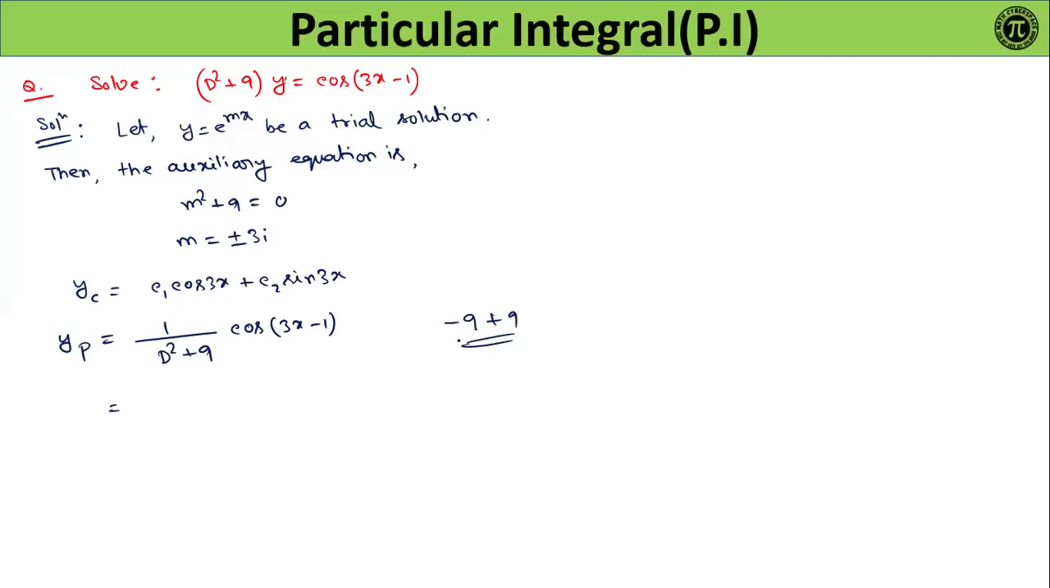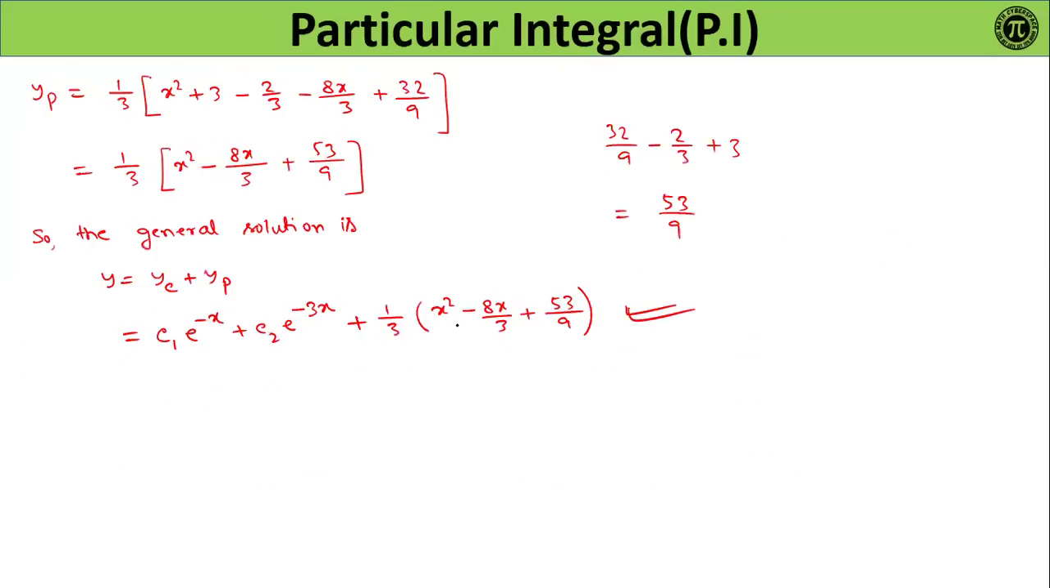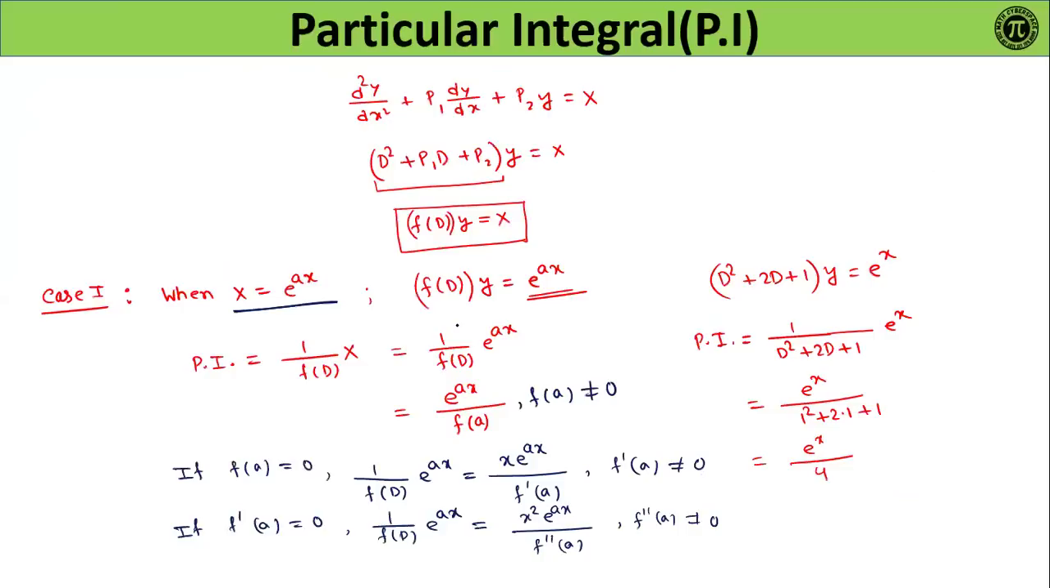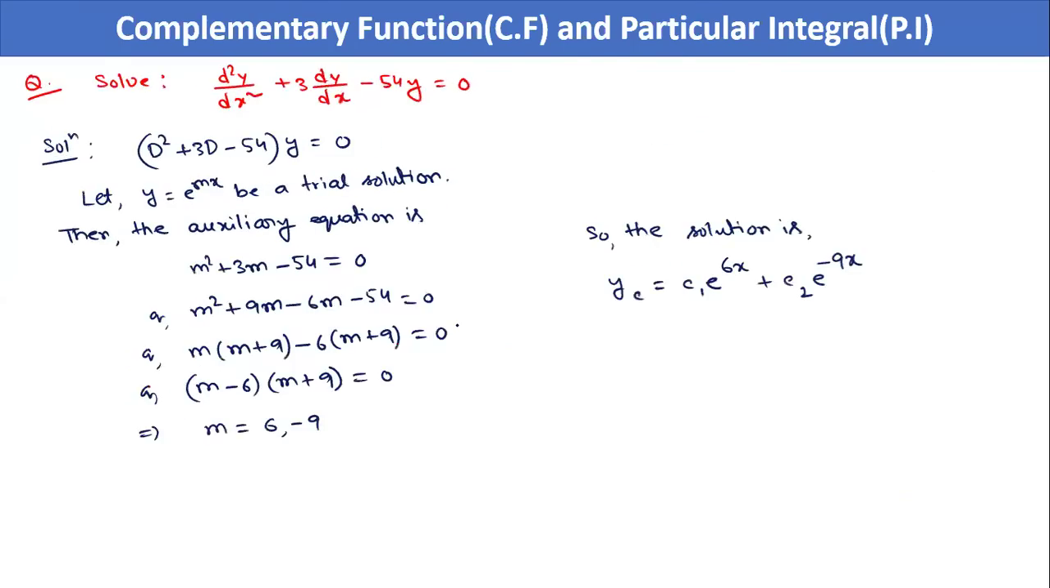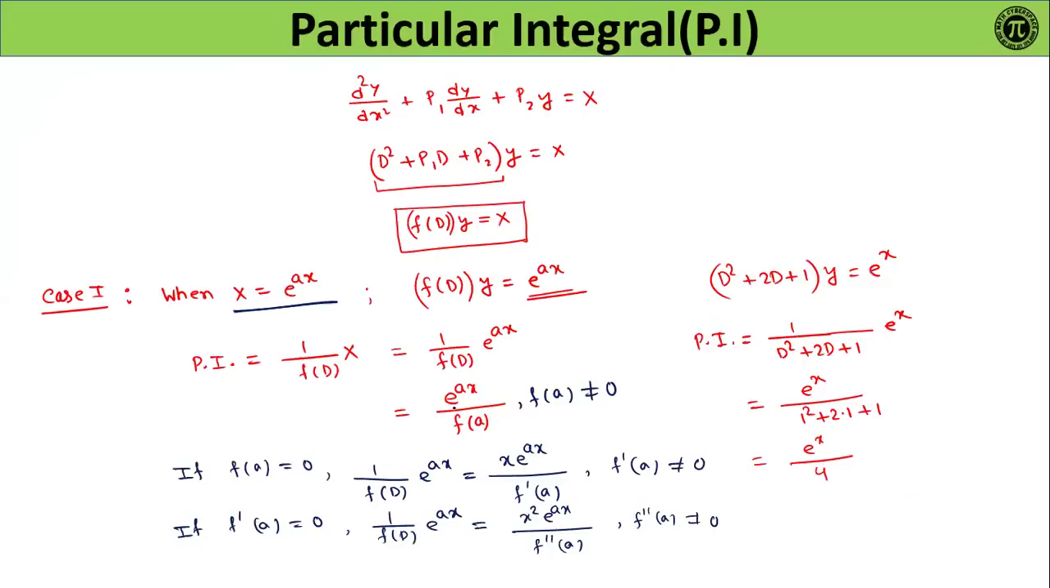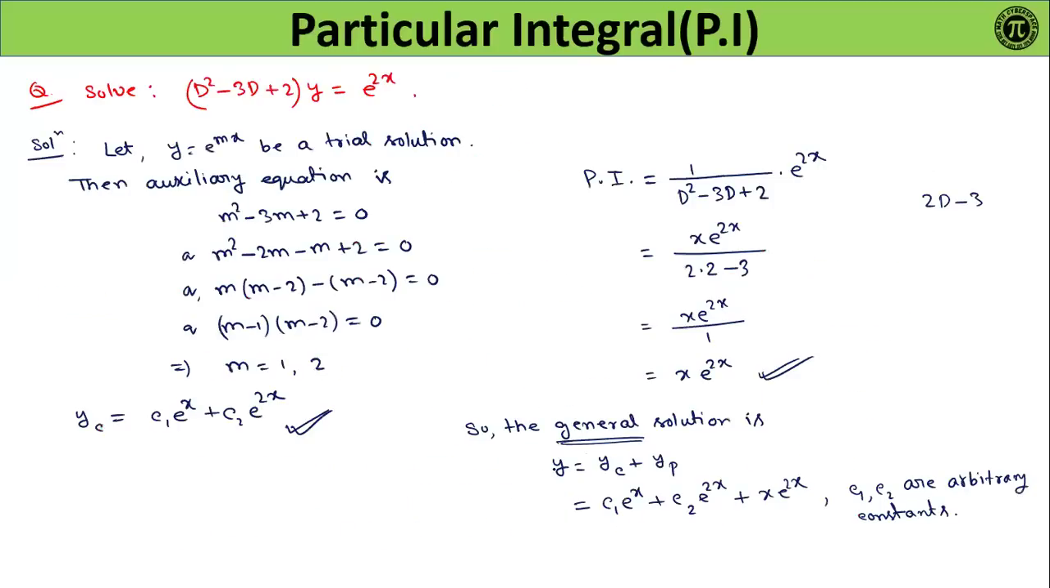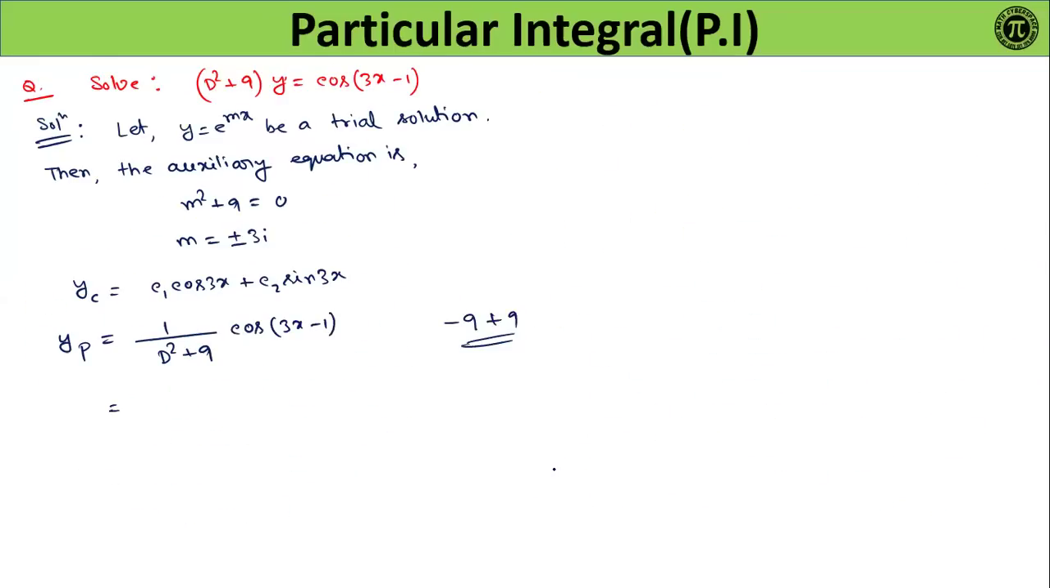The process is the same. I already told you when we were learning the e to the power ax form, if the denominator is 0, then you just have to multiply by x and differentiate the denominator one time. Same process. So here you can see that the denominator is 0, so multiply by x into 1 by derivative of D² plus 9.